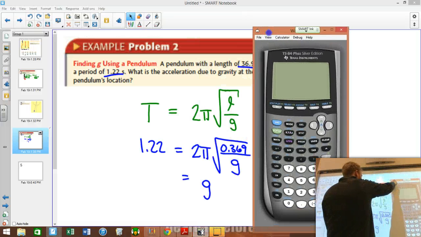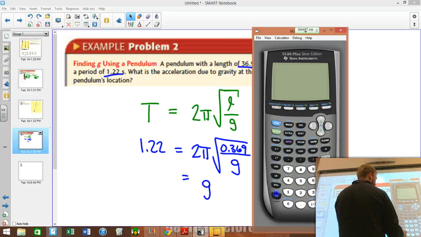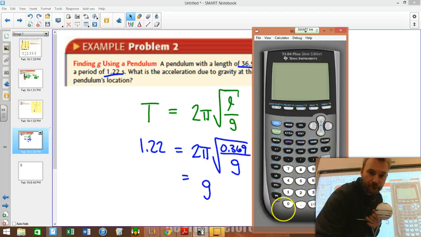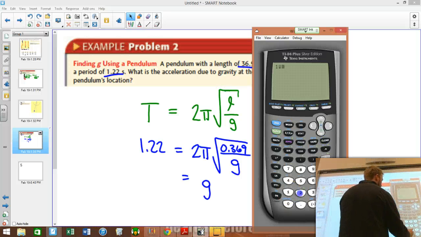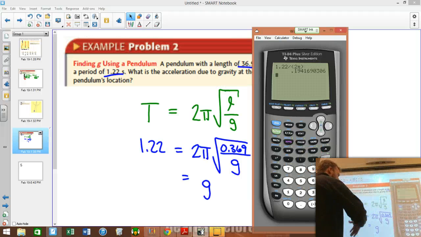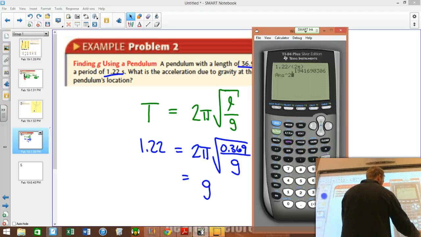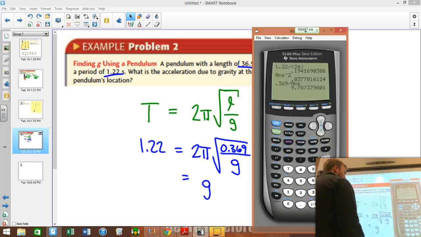Pull out my calculator, and I'm going to take 1.22 and I'm going to divide by 2 pi. Make sure I put the 2 pi in parentheses. And I'll square it. And then I'll take 0.369 divided by it. And I end up with 9.79 meters per second squared.